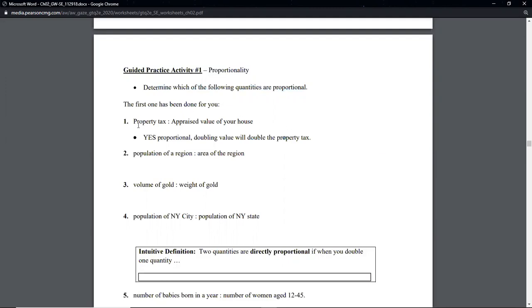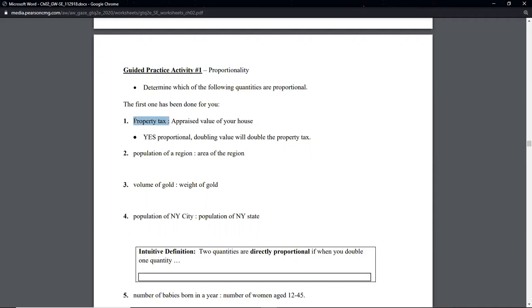All right, back on track. The first one has already been done for you, so no one gets to answer number one. Number one is already done. Property tax and appraised value of your house. So this is what you need to do in your heads when you're answering yes or no. Ask yourself, and you might have to think about this as a two-way street: if you double one thing, does the other thing have to double? If I double the first, does the second have to double? That might not be a logical flow, so maybe you need to ask the question the other way. If I double the second thing, does the first thing have to double?